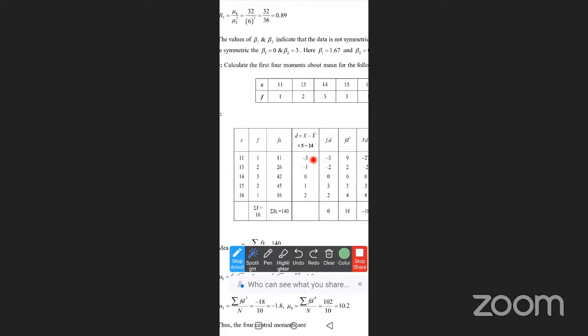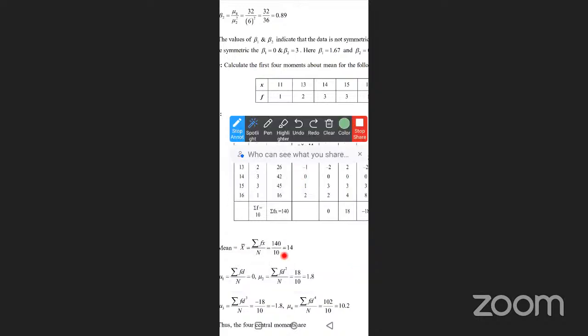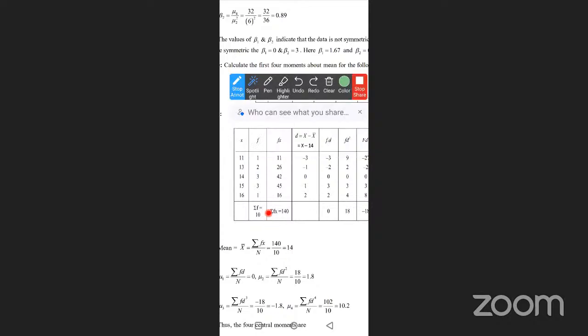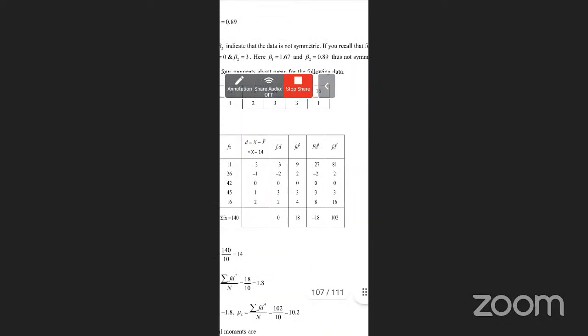We are calculating here, mean is equal to x bar is equal to 1 by n sigma fx. So 140 by 10, 10 values are there. 10 is the sum of frequency. So 140 by 10 is equal to 14. So d is equal to x minus x bar, that is 14, then fd and fd square and fd cube for the third moment. So here the printing mistake is there.